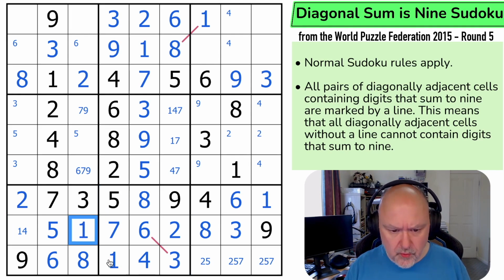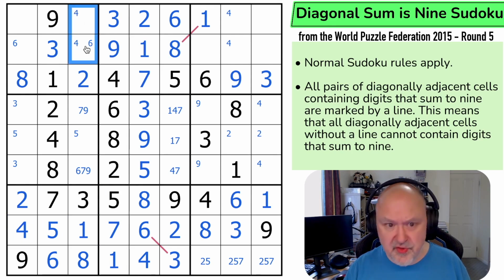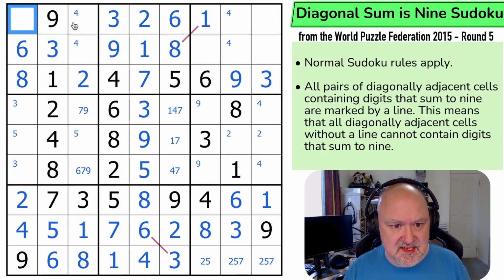5 can't go next to 4. That's 1 and that's 4. This does take some wrapping my head around. I'm definitely finding this interesting. 4 is in one of those two now. 3 here means that can't be the 6. So that's the 6.